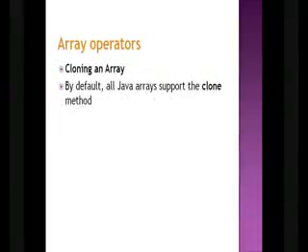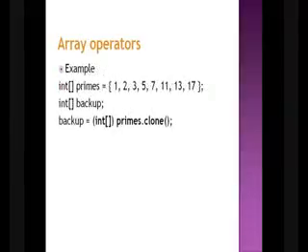To create an exact duplicate of an existing array, we can use the Java clone method. The next slide shows how to use this method. In this example, we have duplicated the array called primes to an array called backup.